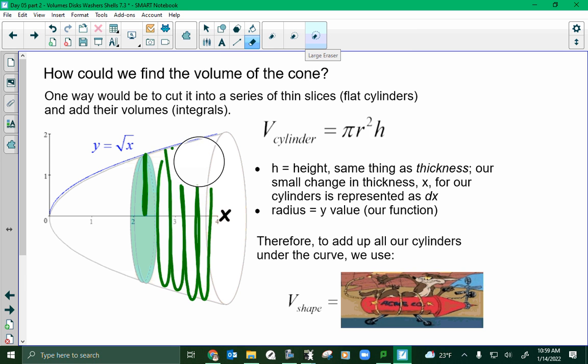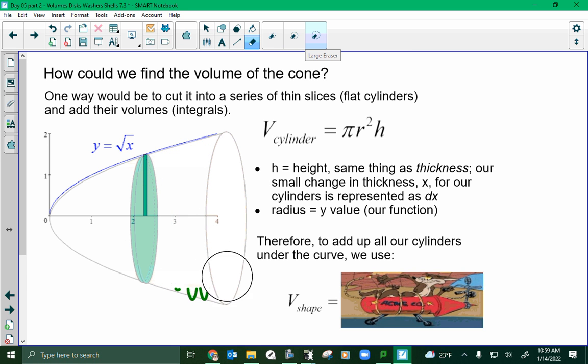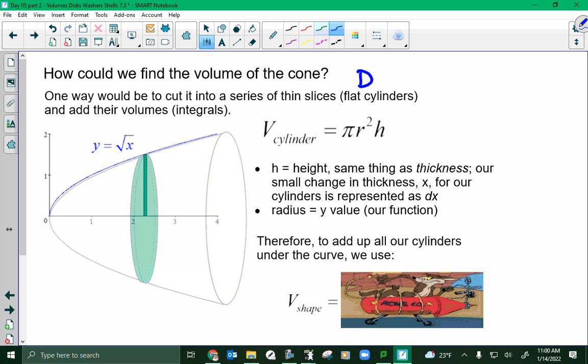And keep in mind, what do we use to add a bunch of numbers together? Integration. Just like Unit 7, Day 5, Part 1, where we use integration to find the volume through slicing, we're going to do slicing here, but this time they're flat cylinders or discs. That's where you're going to first see this word here.